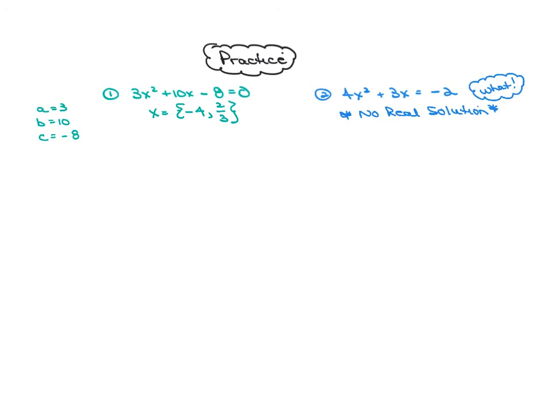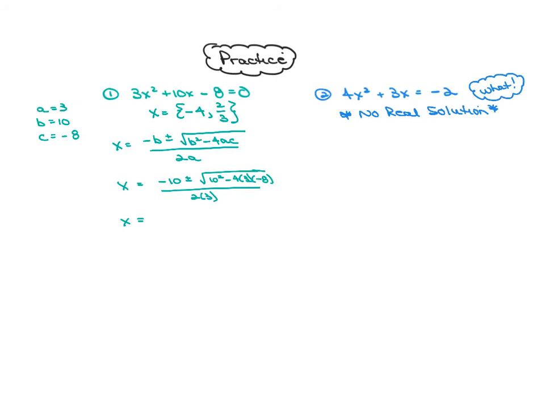All right, what is the quadratic formula? X is equal to -b plus or minus the square root of b squared minus 4ac all over 2a. Let's substitute our values for a, b, and c. -10 plus or minus the square root of 10 squared minus 4 times 3 times -8, all over 2 times 3. Okay, we're substituted. Let's just do our arithmetic.